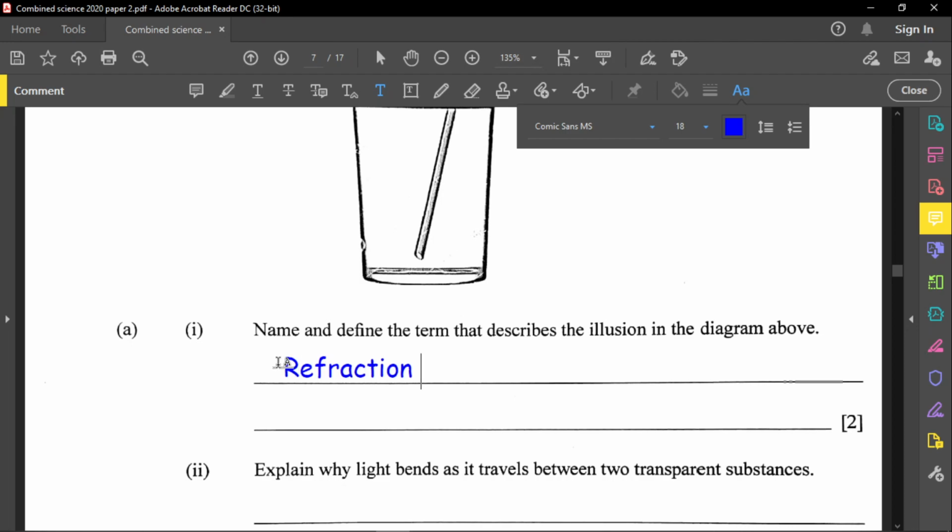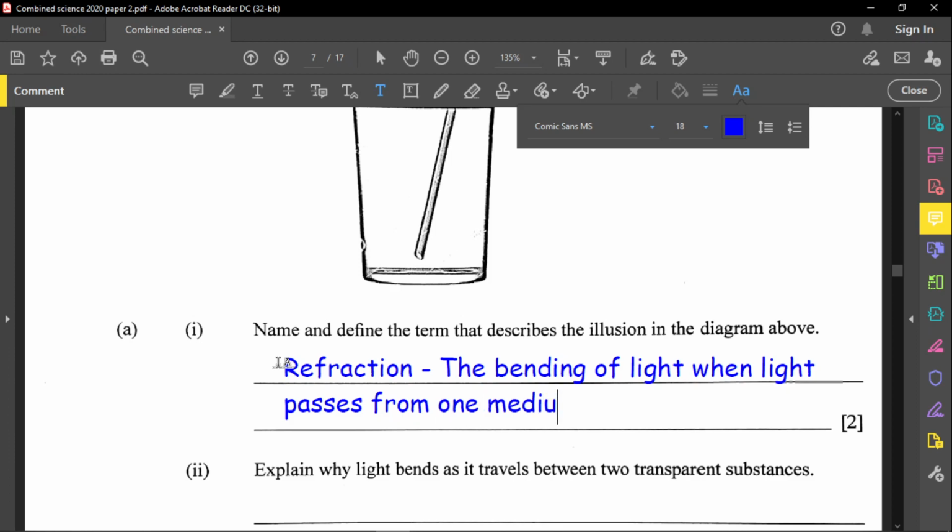Refraction is the bending of light. To define it: refraction is the bending of light when light passes from one medium to another. As a matter of fact, I could put even here, to make it stronger, from one medium to another of optically different density.